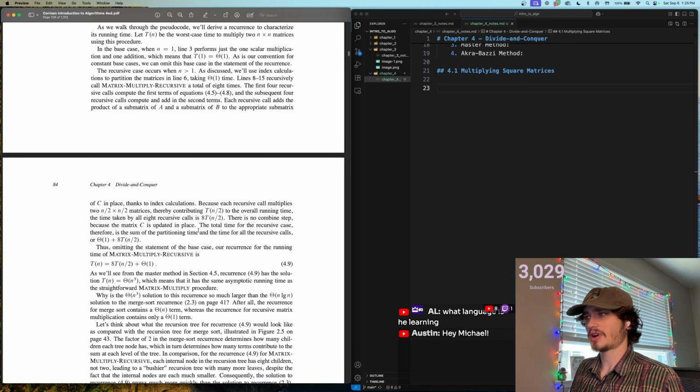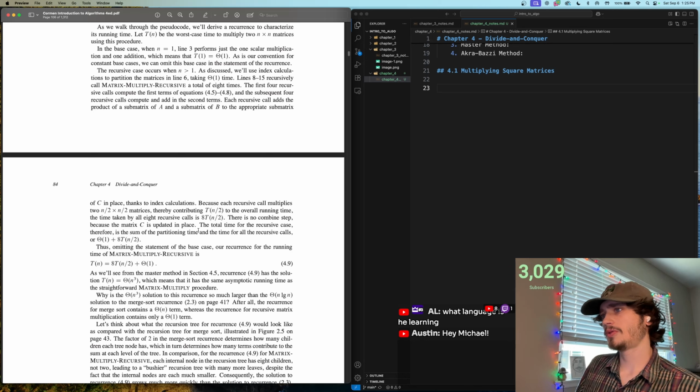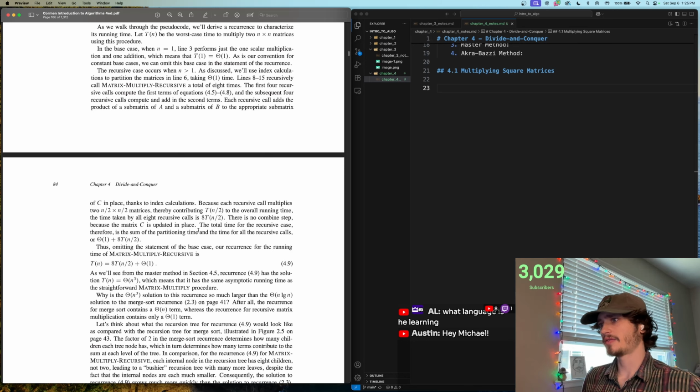Because each recursive call multiplies two n over 2 by n over 2 matrices, thereby contributing T of n over 2 to the overall running time. The time taken by all 8 recursive calls is 8 times T of n over 2. There is no combine step because the matrix C is updated in place. The total time for the recursive case, therefore, is the sum of the partitioning time and the time for all recursive calls, or Theta of 1 plus 8 times T of n over 2.